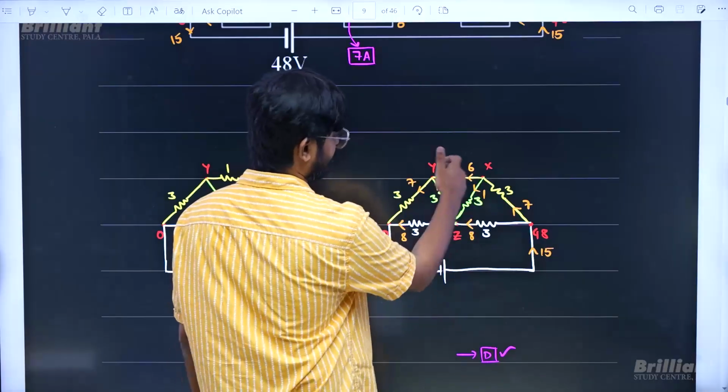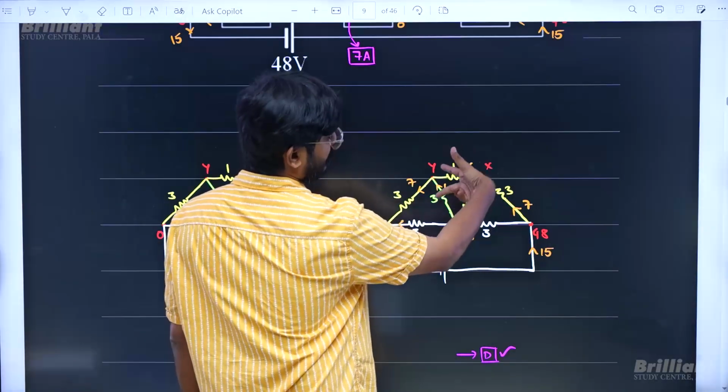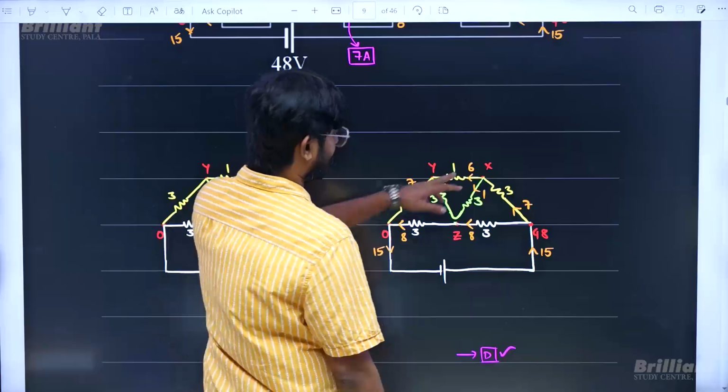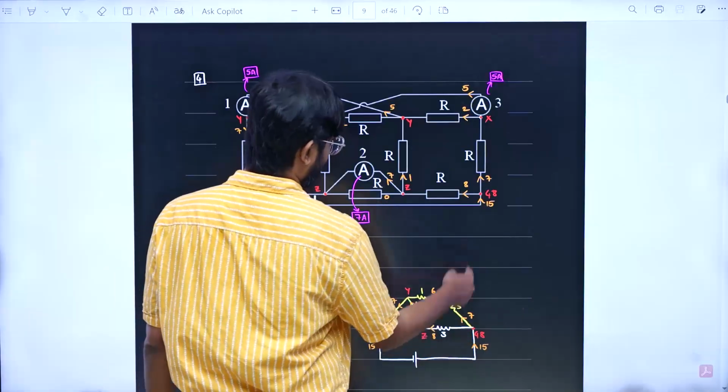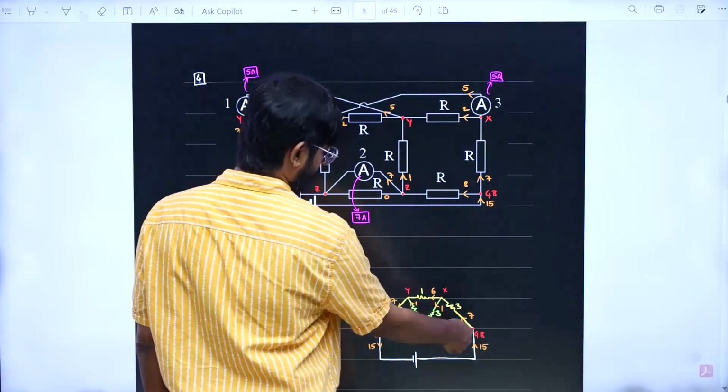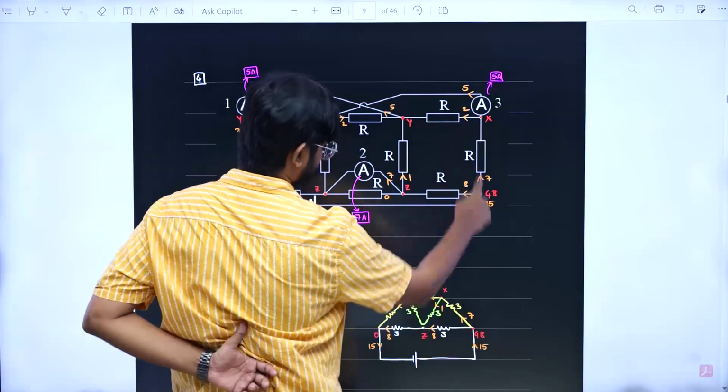Similarly, you can calculate the resistance and current. This current will be splitting into 2 parts. Those also you can calculate. Now once I calculate this, I am going to put them back here. Between 48 to z there is one resistor, so that current will be 8. Between 48 and x there will be 7.